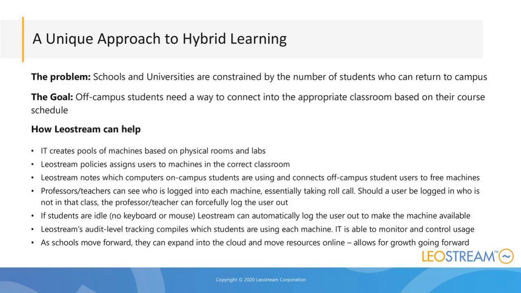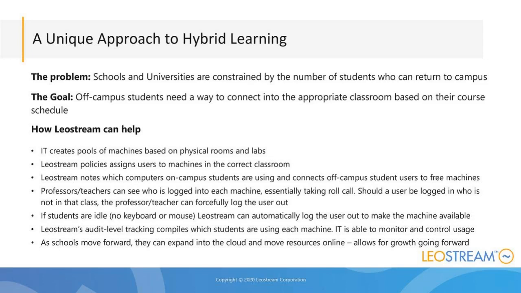So right now, many of you are faced with the question of how do you service an on-campus and off-campus student population? Well, here's how Leostream can help you ensure that the off-campus students can get access to the resources they need while still allowing on-campus students to work uninterrupted. So to begin, you define pools of machines to offer to different types of students in Leostream. Maybe the pools are based on class, maybe it's based on application, the actual physical lab room they're in. Pooling in Leostream is very flexible, so you can model your pools in whatever way works best for you.